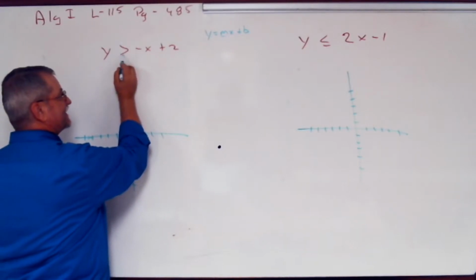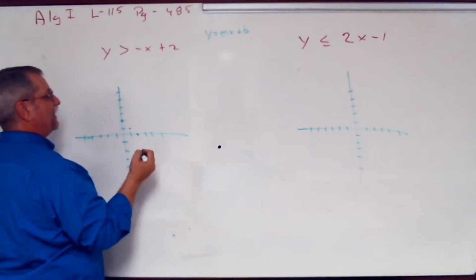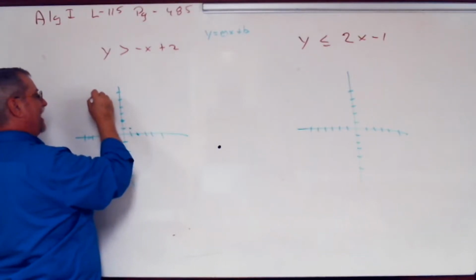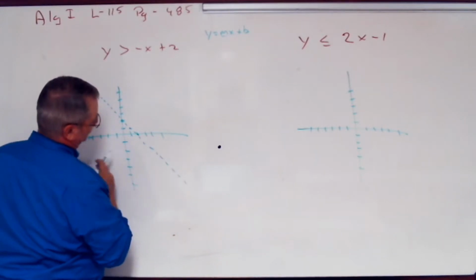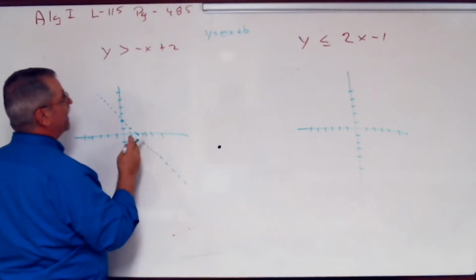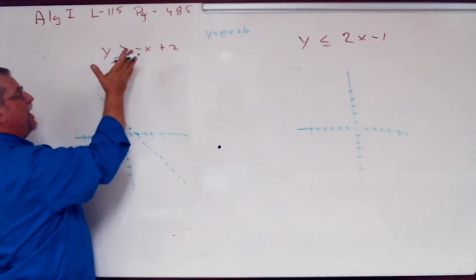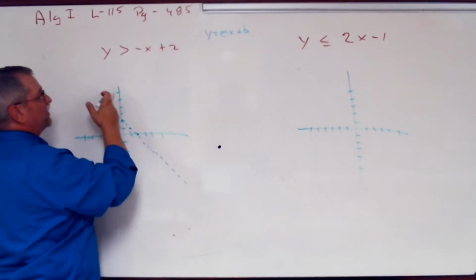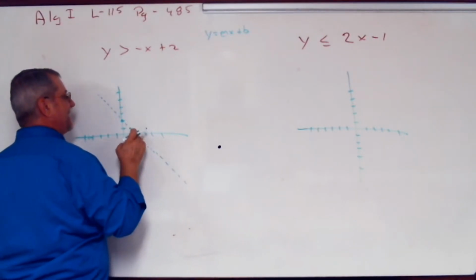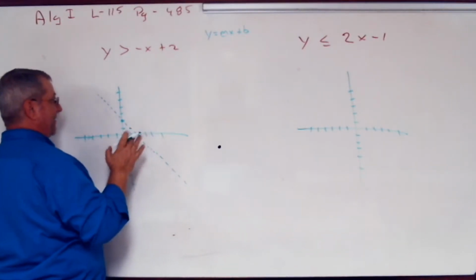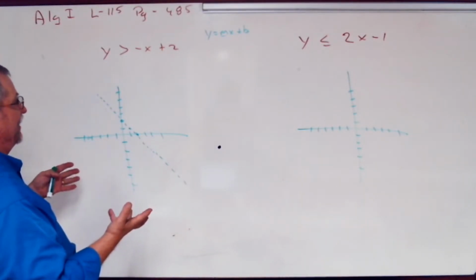Now, is it equal to? The answer is no. So I'm not going to use a closed circle, but I'm going to use a dotted line because it's not equal to that line. This is the line, but it's not equal to the line. So just like we use the open circle, we use a dotted line, meaning it's there, but it's not equal to it. All right. Now it says y is greater than.